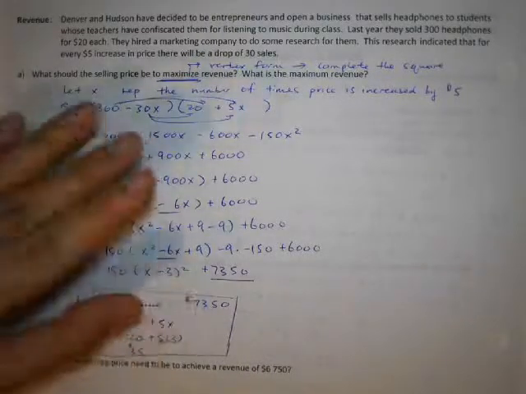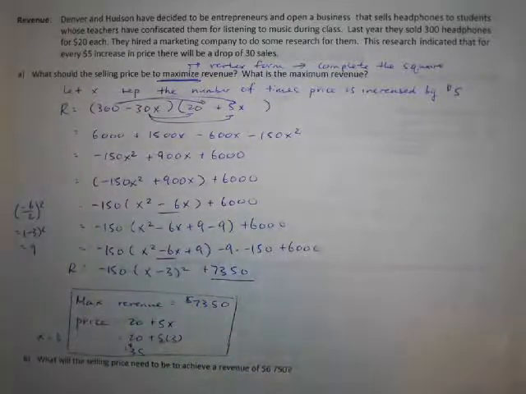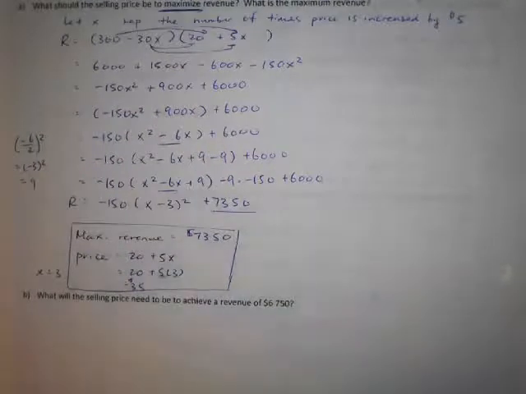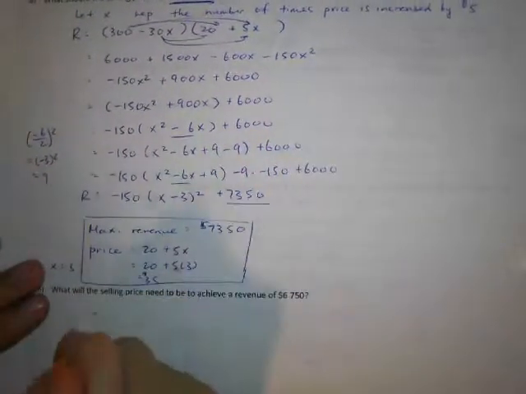This is the same thing as what we did. This was for the maximum application for revenue. It's the same thing. Okay, you saw one similar on your quiz. Okay, so on to the solving. It's asking us what would the selling price need to be to achieve a revenue of $6,750. So we need to find the selling price again. So if we want to find the selling price, we need to know what x is. So we have to find x.